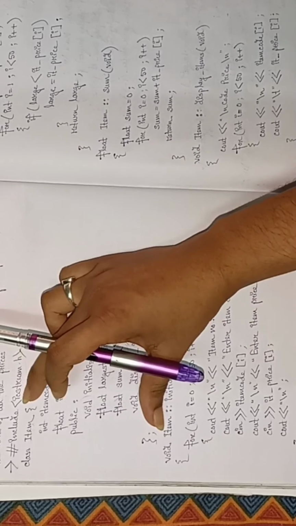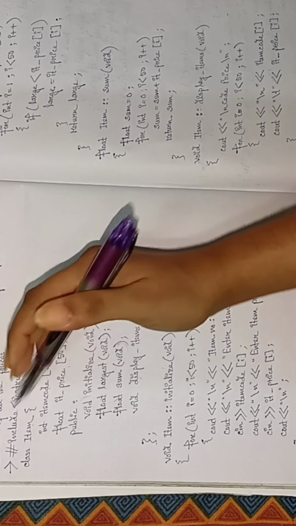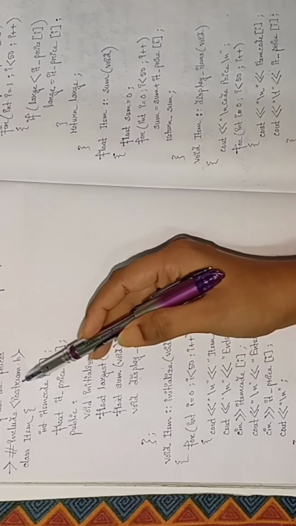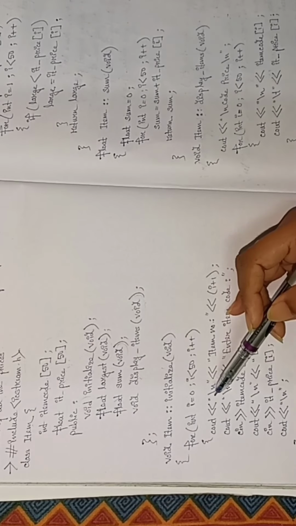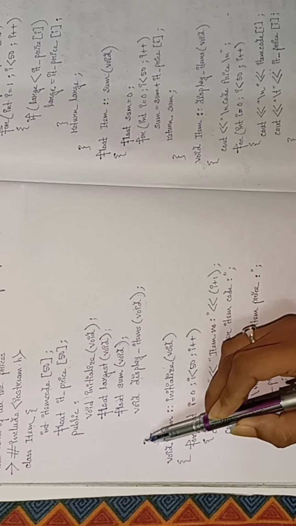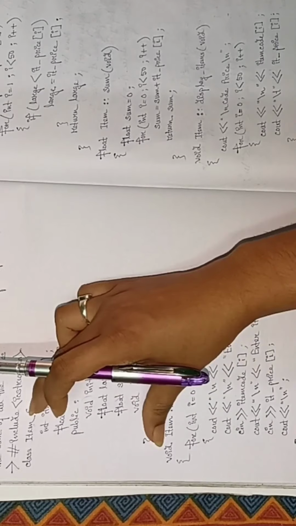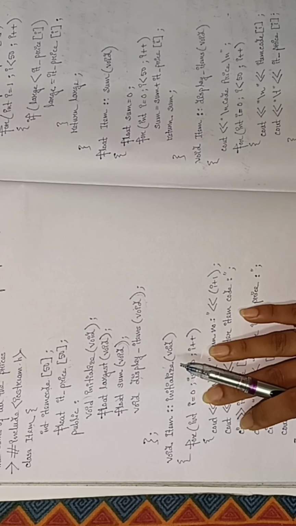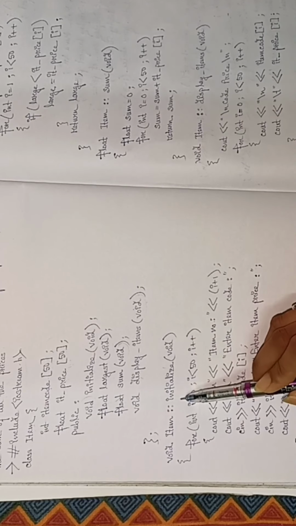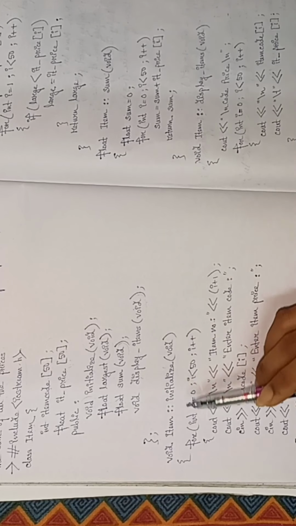Now here my class definition is over. Now we move on to the definitions. This is the class definition. Now we move on to the definition of the member functions. You see, after we have closed the bracket, that is my class is over, then we are defining the member function. That's why this is a member function definition outside the class.